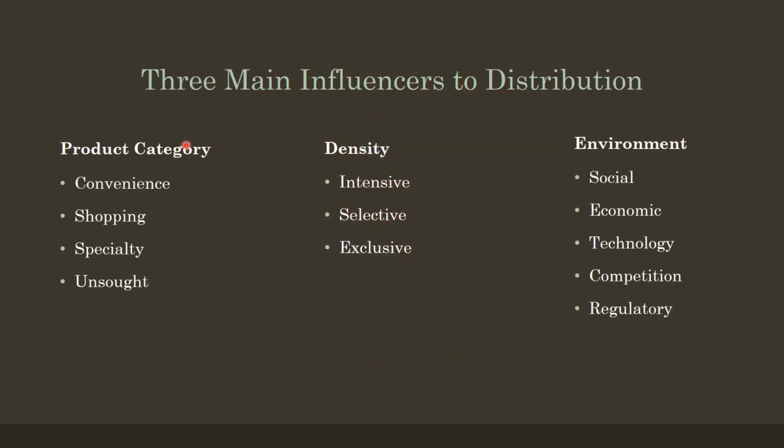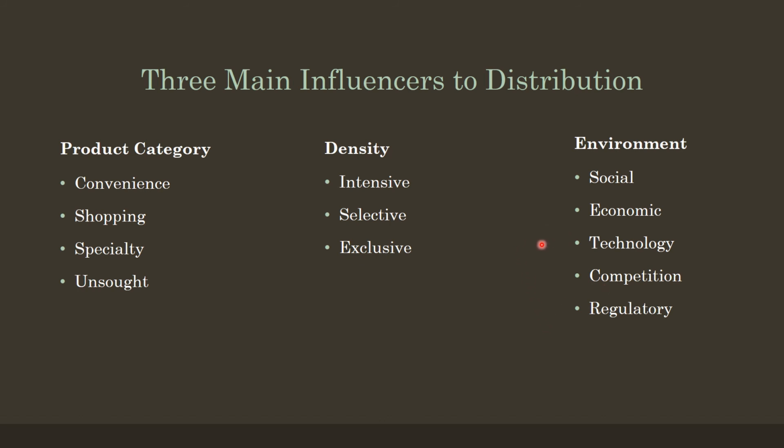So there are three main influencers that are going to help you decide whether to use a wholesaler, a retailer, or even to sell this stuff direct. Some of these things we learned in week one: environmental scanning. There's an environmental force, and these different forces: social, economic, technology, competition, and regulatory. So there might be some places that only allow limited distribution of certain products.